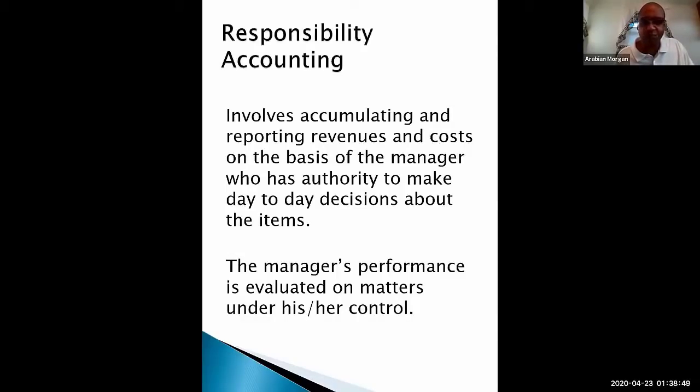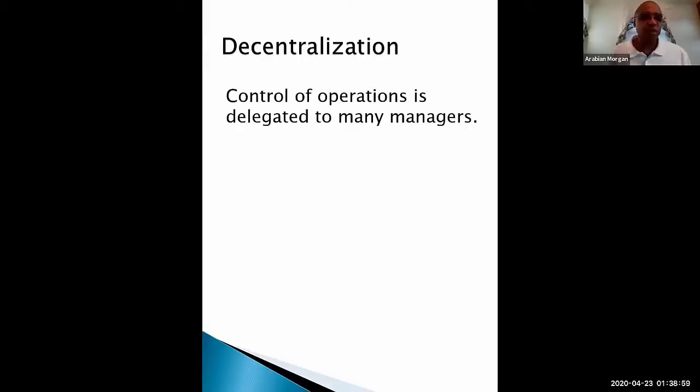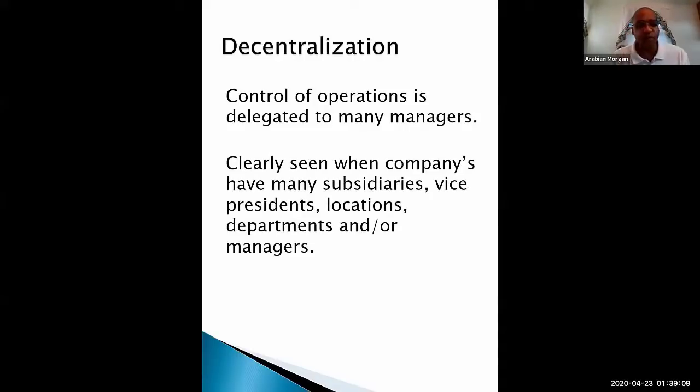Any questions there? How about decentralization? This says that the control of operations is delegated to many managers. And this is clearly seen when the companies have many subsidiaries, vice presidents, maybe they have several locations or several departments and or managers. So I'll give you a couple of examples here after you write this down.